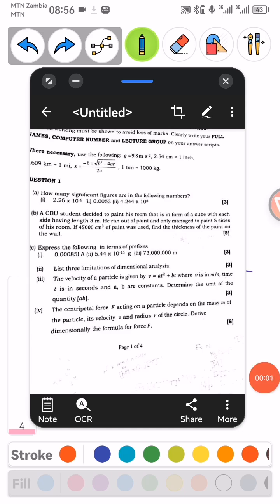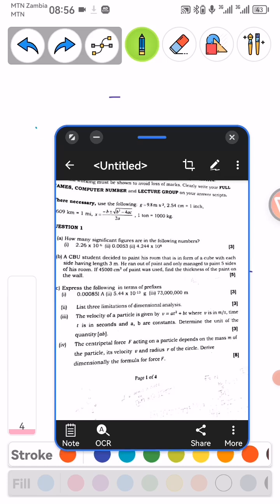So the last one says the centripetal force F acting on the particle depends on the mass m of the particle and its velocity v and the radius r of a circle. So derive dimensionally the formula for force. We're going to derive it using dimensional analysis.